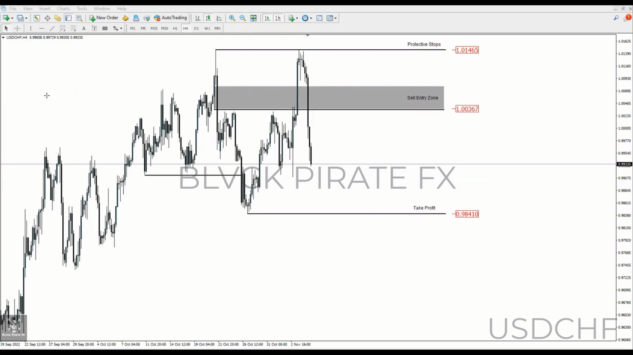So currently we're looking at USD Swiss franc. USD Swiss franc did trade below those equal lows right there, and when I gave you the trade, we were expecting a rally up, taking out buy side liquidity above these relatively equal highs, and then our target would have been here at the 0.98400 level.